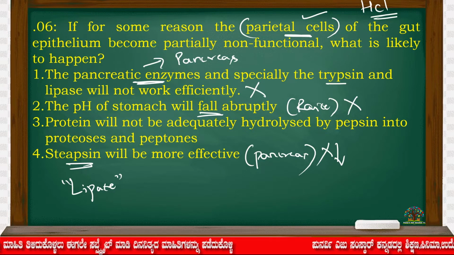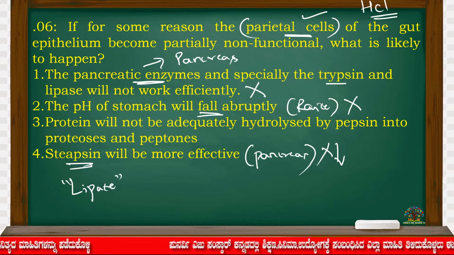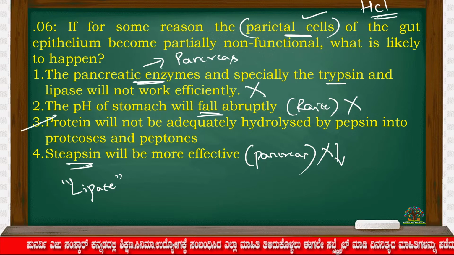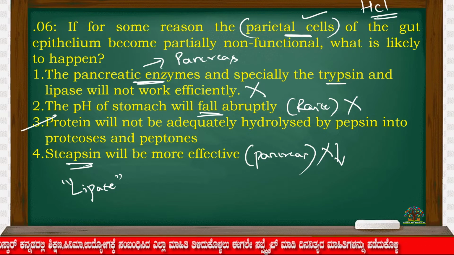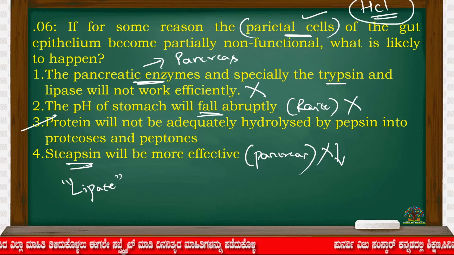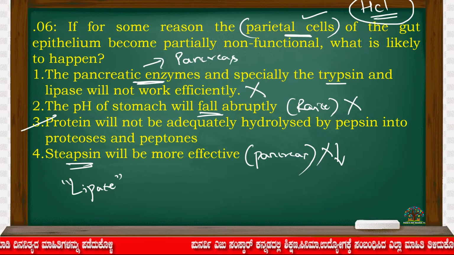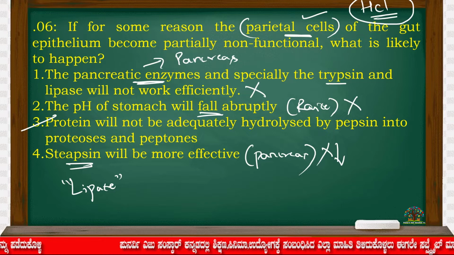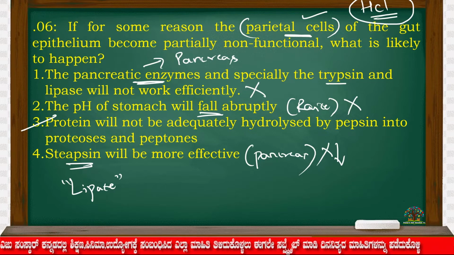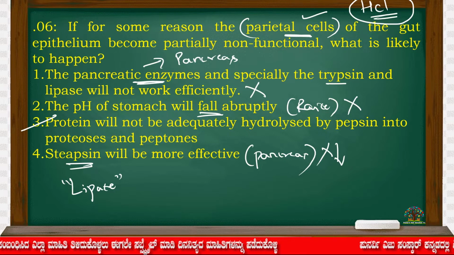Looking into option number 3, proteins will not be adequately hydrolyzed by pepsin into proteoses and peptones. So this would definitely happen because the proteins will not be hydrolyzed. That means the protein would not be broken down into constituent components in the absence of HCl, which is produced by the parietal cell. So option 3, proteins will not be adequately hydrolyzed by pepsin into proteoses and peptones, is the correct answer for this question.